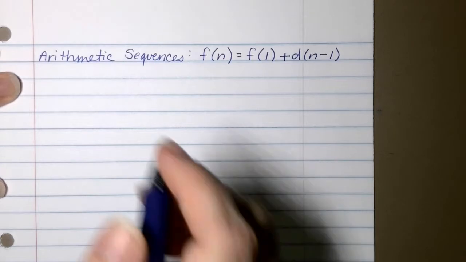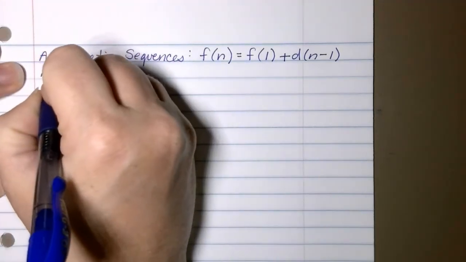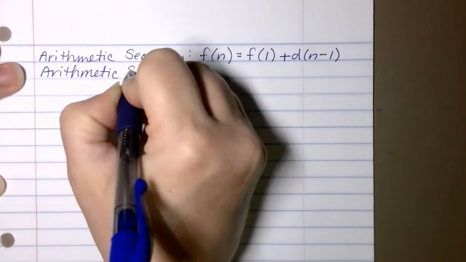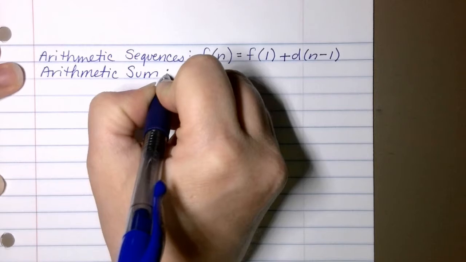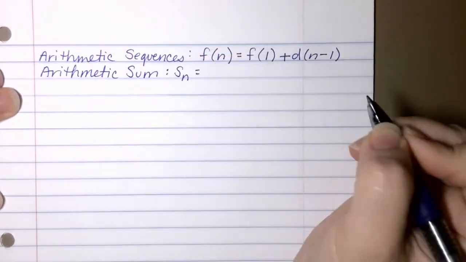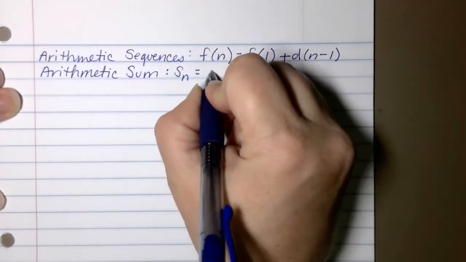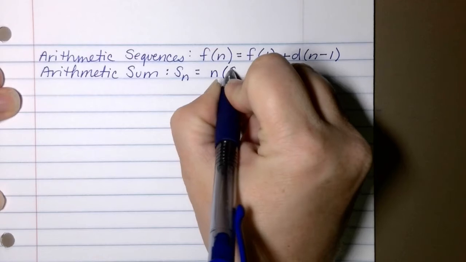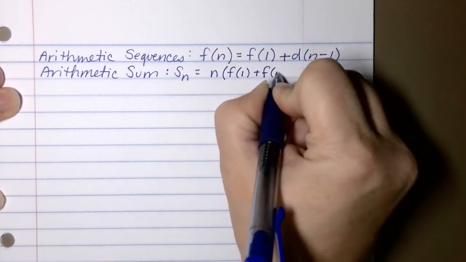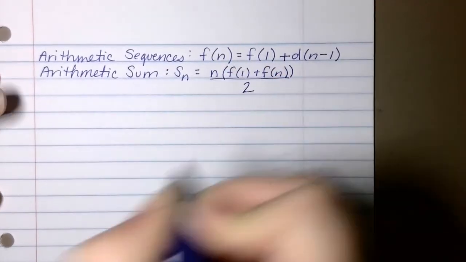All right, after we did arithmetic sequences, we learned arithmetic sum. And that was S of n equals, how did that formula go? n times the first term plus the last term, all over 2.